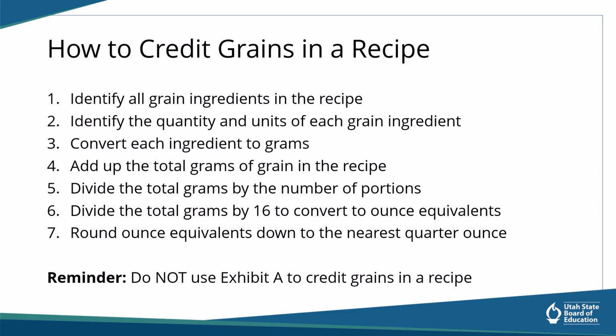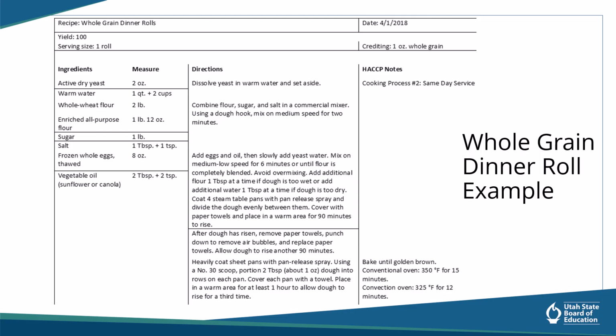Finally, as a reminder, do not use Exhibit A to credit grains in a recipe. Exhibit A can only be used to credit finished grain products that are pre-made with a nutrition facts label. Let's practice using these steps with a few different recipes. Let's use this simple recipe for dinner rolls to go through each step in more detail.